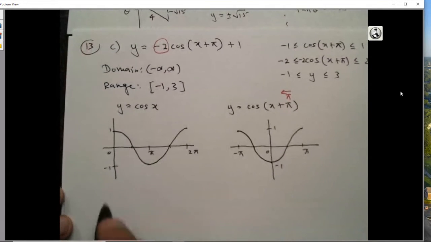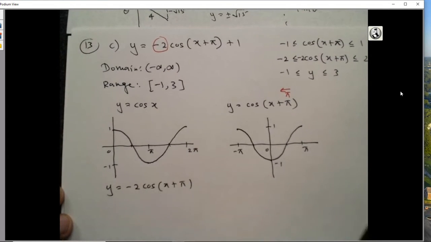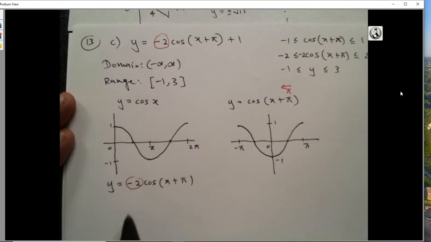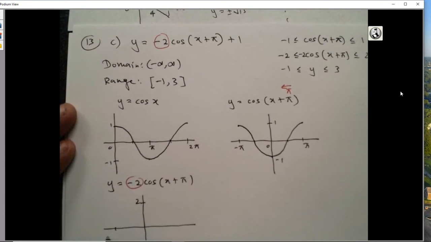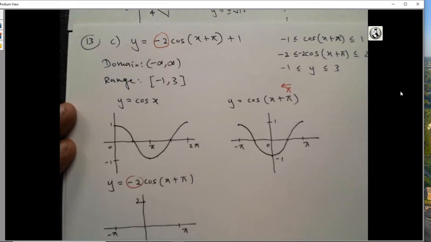The next step, you're going to multiply by negative 2. So y equals negative 2 cosine of (x plus pi). What that does is scale and flip over. That means the graph is between different values now. It's between 2 and negative 2 now, because you scale it, and also flip over, with no change to the x-values. Flip over means 1 now goes to negative 2. You scale and flip. The negative 1 goes to 2, and the 1 goes to negative 2. And it's also the halfway point. So the graph can go like this.